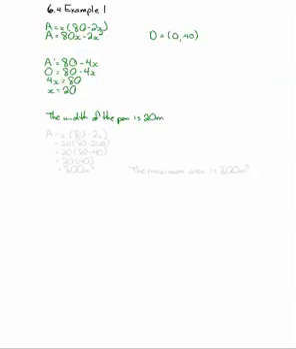Question's asking us what's the maximum area. Well, we have the formula to calculate area. Fill in 20. So the maximum area that this sheep pen can be is 800 meters squared.